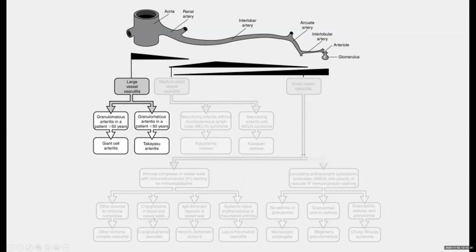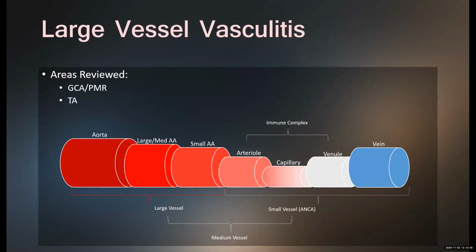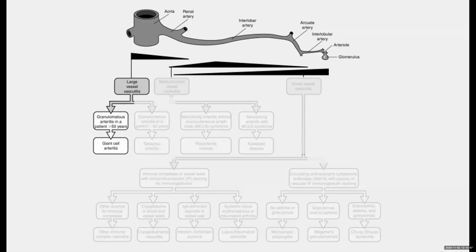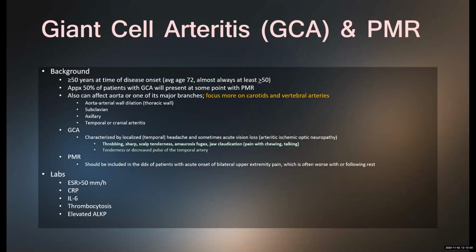GCA clearly being, I think, of all the conditions, the one that we're more likely to remember or keep in our differential. Whereas I would argue that a lot of us aren't really considering PAN or even cryoglobulinemia vasculitis or HSP as much as we would for GCA. So for our large vessel, again, PMR, GCA, as well as Takayasu. So let's start with giant cell and PMR.